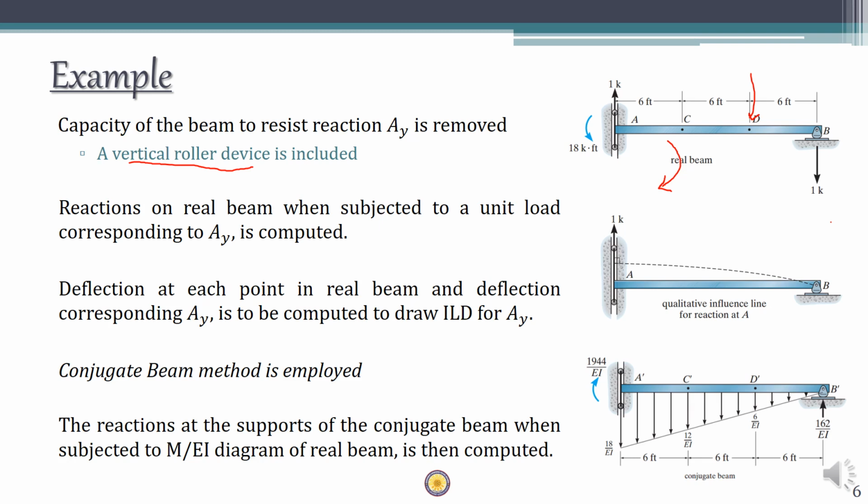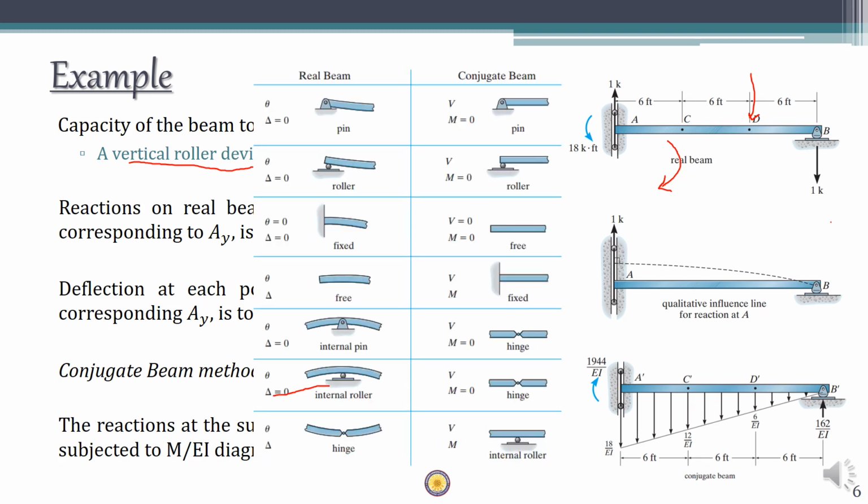So the method is, you can use the conjugate beam method. If you quickly recap what the conjugate beam method says: if you want to find the deflection on the real beam, all you need to find is the bending moment at that point in the conjugate beam, and if you want to find the slope on the real beam at any point, all you need to find is the shear force at that point in the conjugate beam.